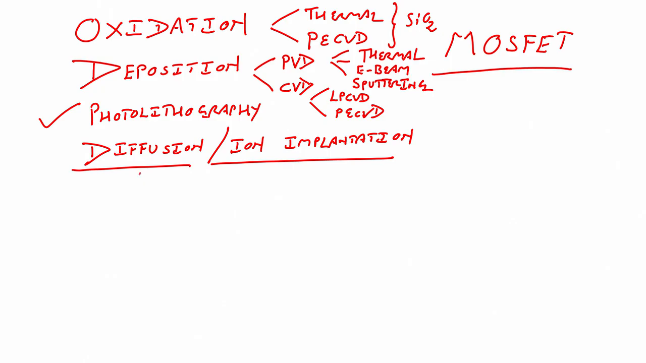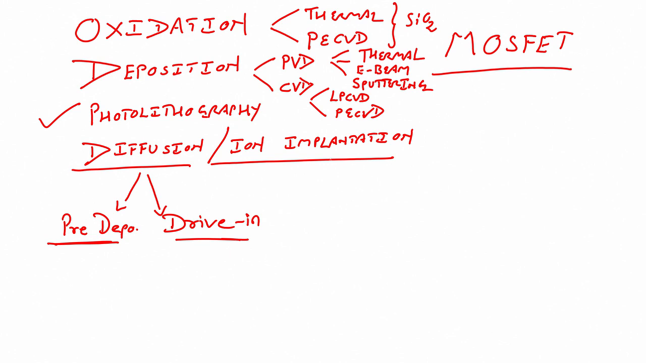Just understand that diffusion has 2 processes. Process 1 is called pre-deposition, process 2 is called drive in, alright. Pre-deposition and drive in. Ion implantation is another process which is heavily used instead of diffusion, since we can dope the impurities in a much more accurate way using this technique called ion implantation. Alright. Now, once you know this, let us quickly see the section on lithography.